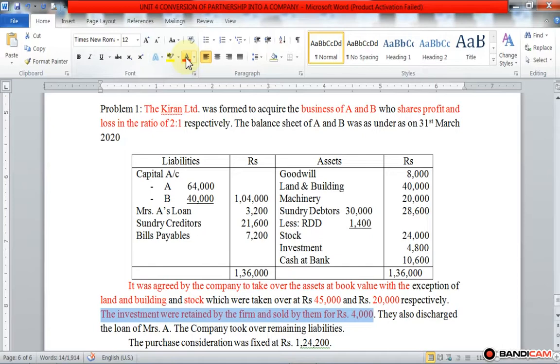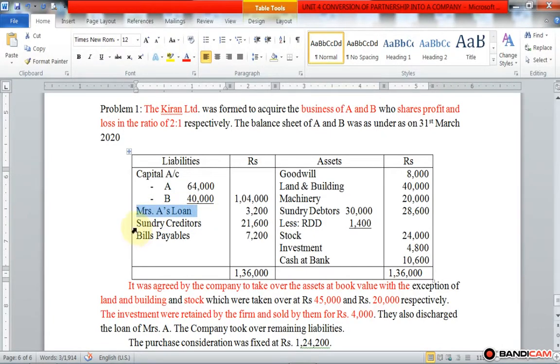Into bracket, repayment of loan. Then the company took over the remaining liabilities. So here only Mrs. A's loan is paid, and the remaining two liabilities of the partnership firm are taken over by the Kiran Company Limited. So here we read the information.